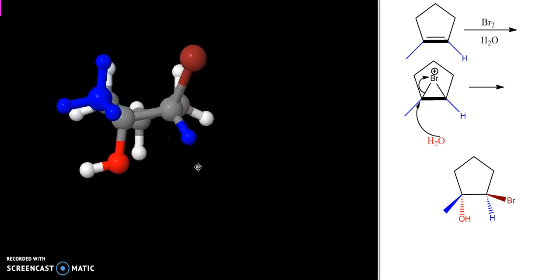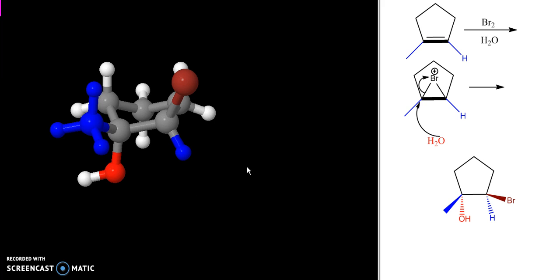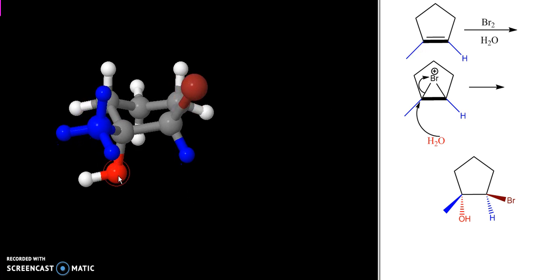So the two important things to remember in this reaction are that the OH reacts at the more substituted carbon, and that the incoming OH group that is formed and the Br that we get in our product are opposite of one another.